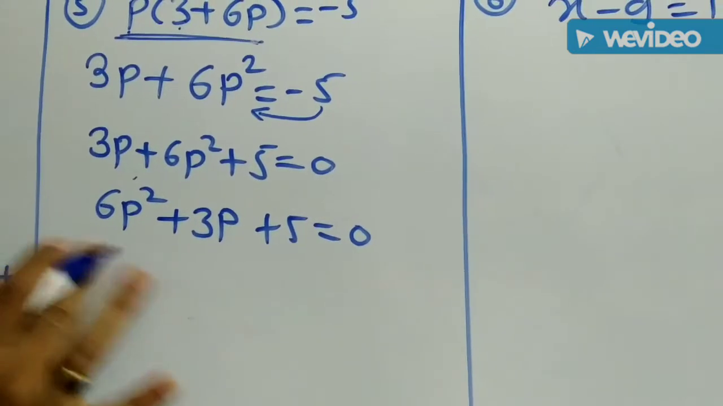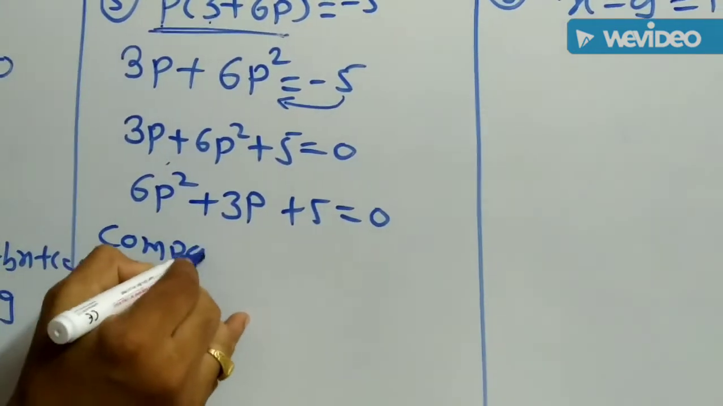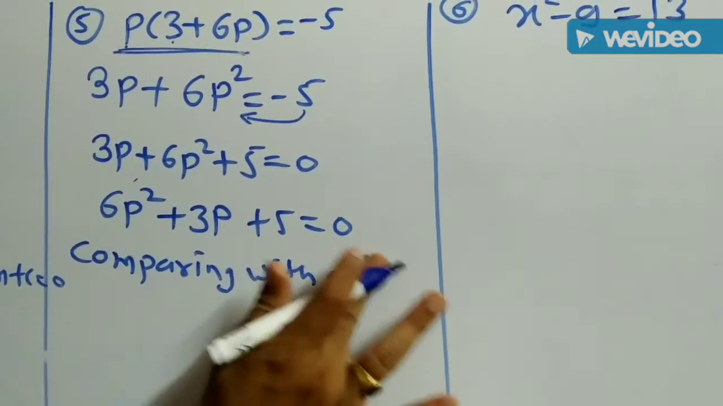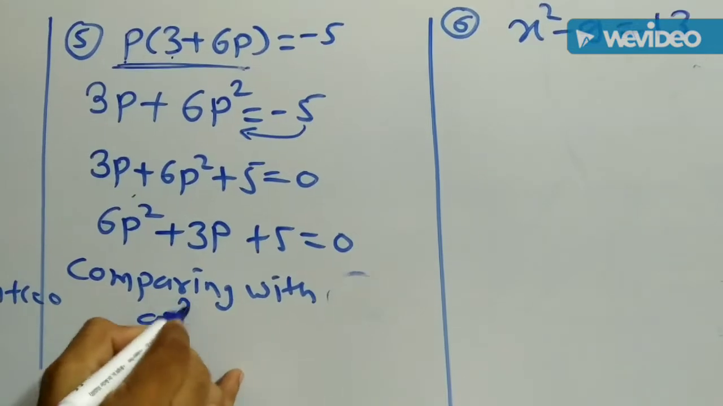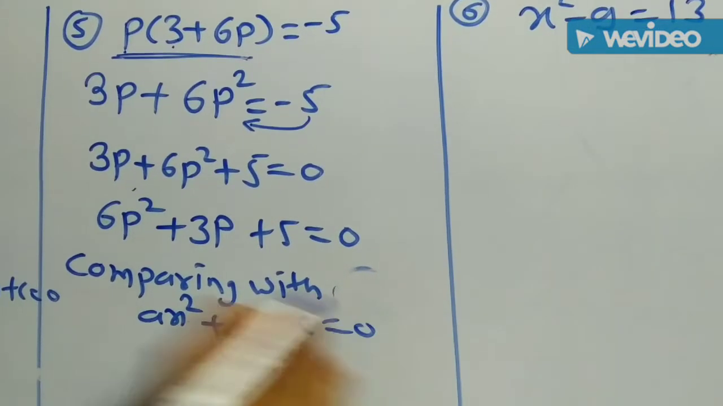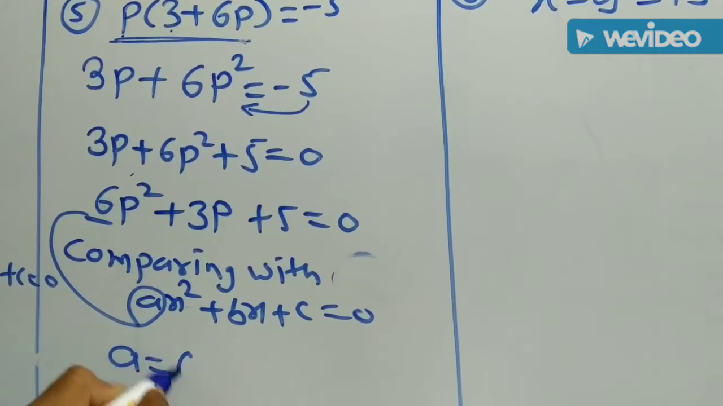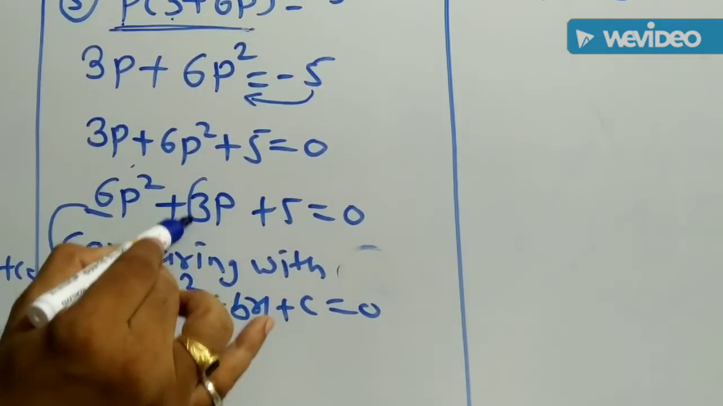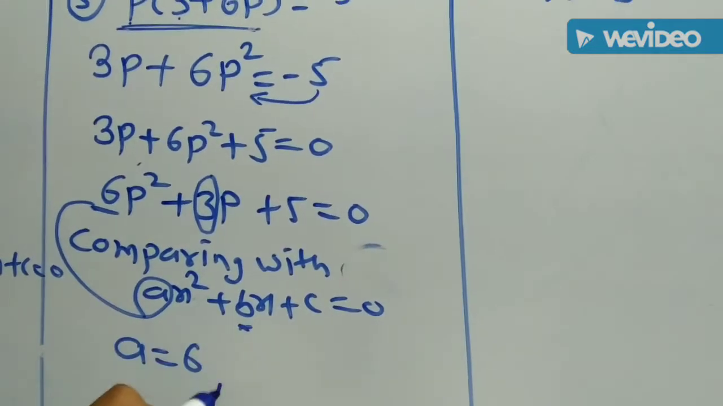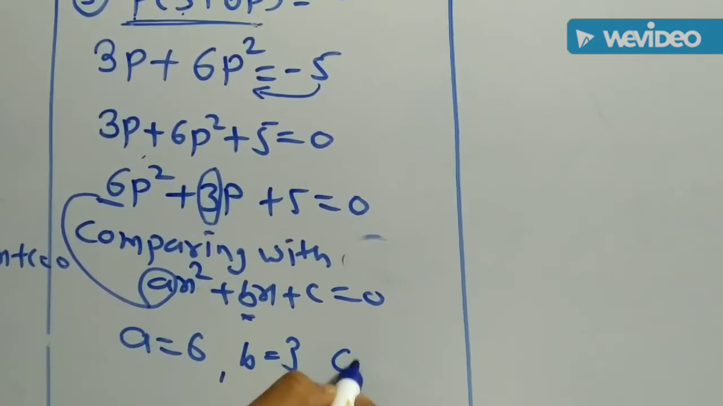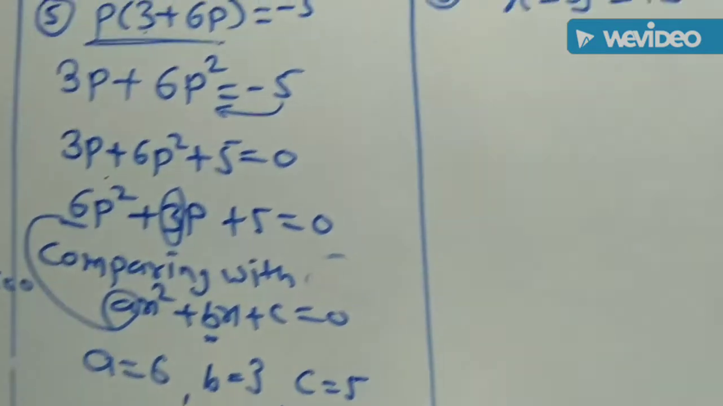Now to write the values of a, b, c, again on comparing with ax square plus bx plus c is equal to 0. Coefficient of square term is a, therefore a is equal to 6. Coefficient of variable, that is b, here given 3, therefore b is equal to 3, and constant term is 5.